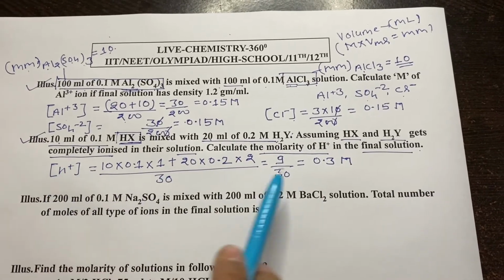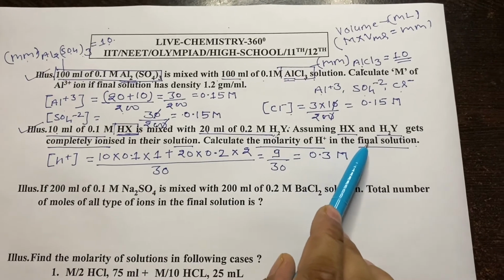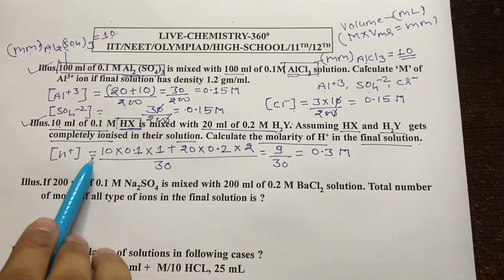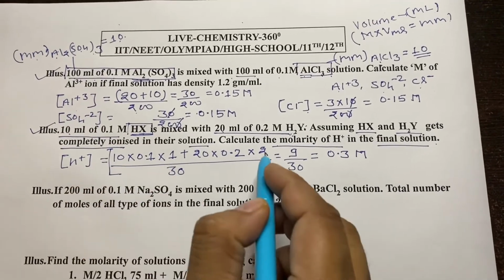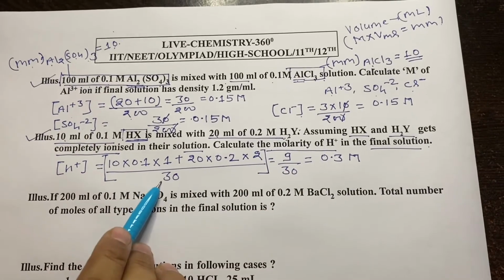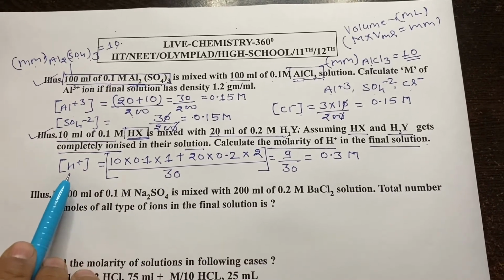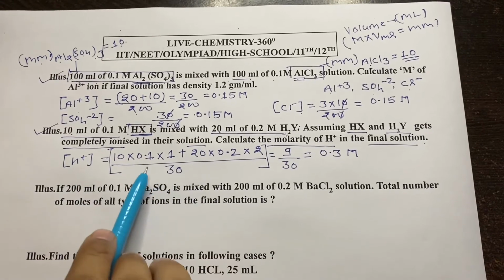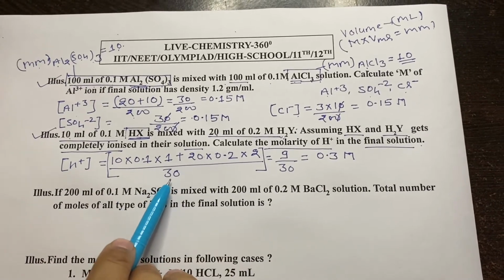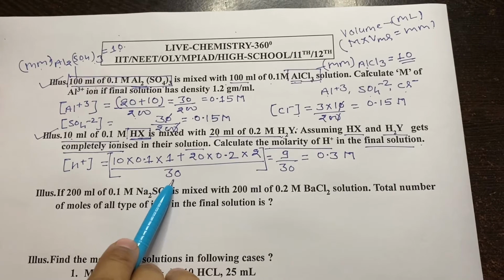This is the case in which the ions are non-interacting, right? So that's why we are finding the total millimoles and total volume. To find the concentration of required ions, we are dividing the total millimoles by the total volume of solution.